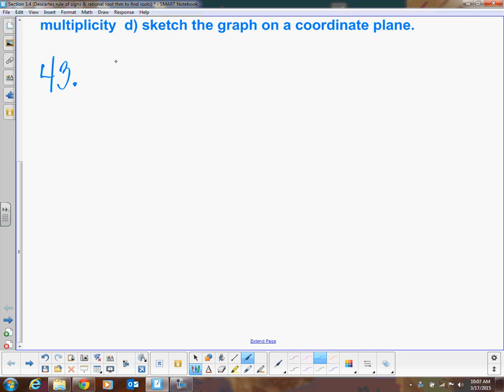2 times x cubed minus 2 times x squared minus 11x plus 6. Wait a minute, so I don't need parentheses. No, just kidding. Okay, 2 times x cubed, minus 2x squared, minus 11x, plus 6. 2 was a 0.